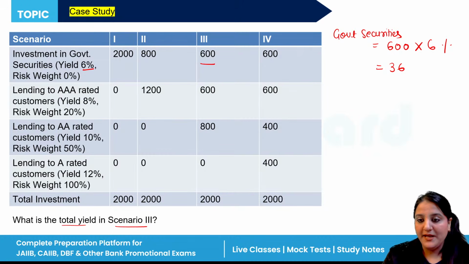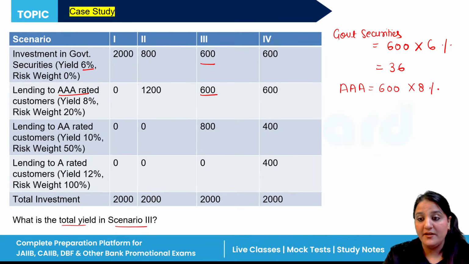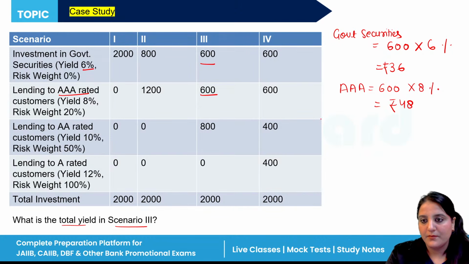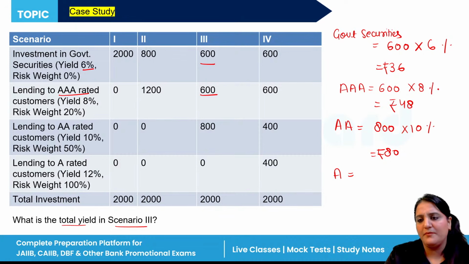Then AAA loans, which are 600 again, and the yield is 8%. So what is 8% of 600? It is 48 rupees. Then in AA rated loans, 10% of 800, which equals 80 rupees. And in A rated, there is 0%, that means 0 yield.